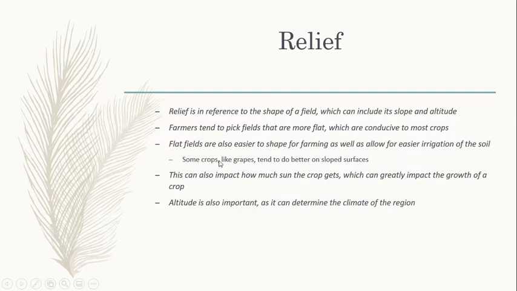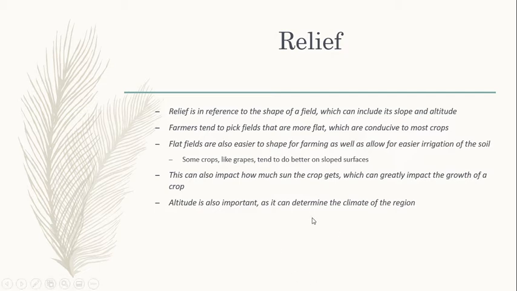So some crops like grapes tend to do better on sloped surfaces. Coffee is another plant that does much better on sloped surfaces. This can impact how much sun the crop gets, which can greatly impact the growth of a crop. Altitude is also important as it can determine the climate of the region. So for grapes and coffee, if it's on a slope, that means that some part of the day it's not getting direct sunlight, and the other part of the day it is getting direct sunlight.